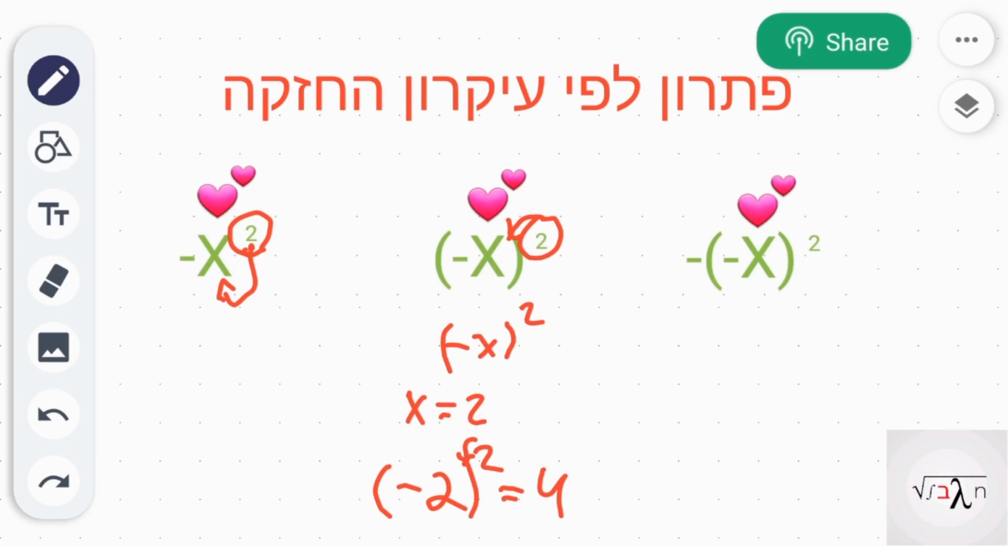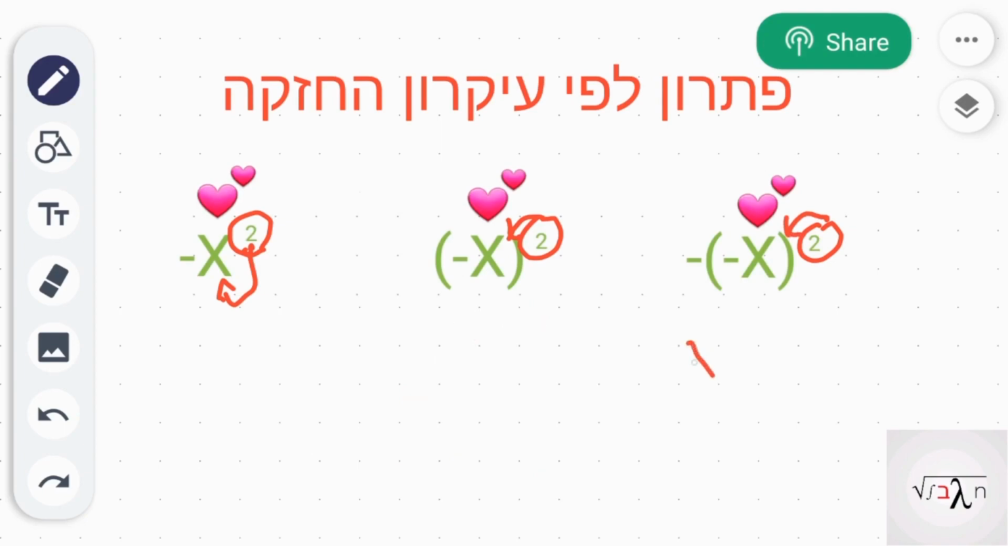Now for the last example. Minus x to the power of 2. The exponent loves the closest from the left, which is the parenthesis as well. So only the things that are inside of the parenthesis are affected. This time, let's replace the x with a 3 instead. So minus 3 to the power of 2.